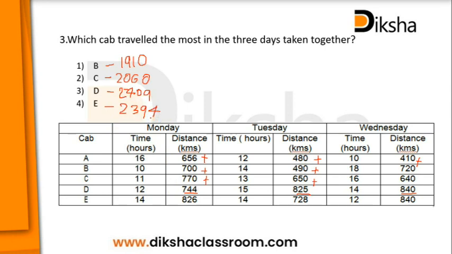The question is which cab traveled the most? So the answer is D. D has traveled 2400 kilometers. So the correct answer is option 3, D.